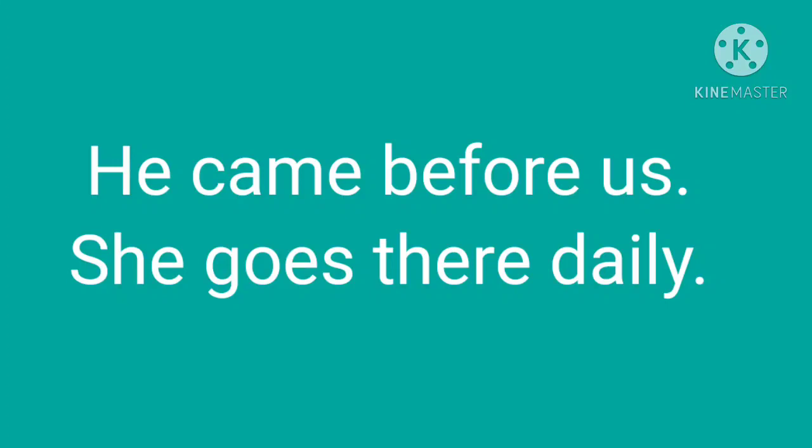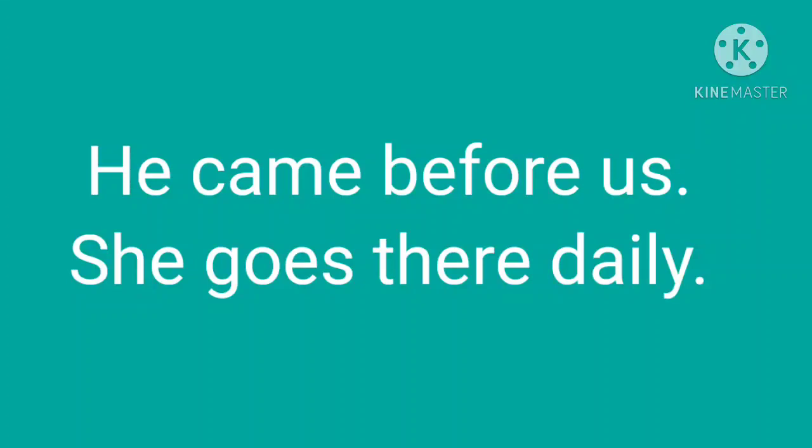Now, what you have to see? You can see in this sentence what action is going on. He came. So action is going on: came. She goes there daily. So what action is going on? Goes. You can say the action words are called verbs.